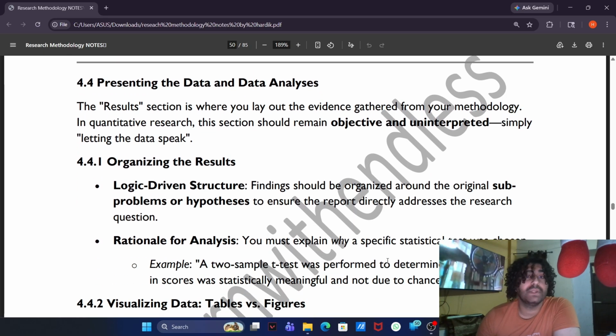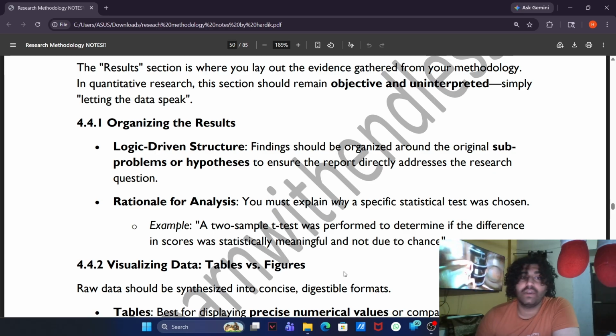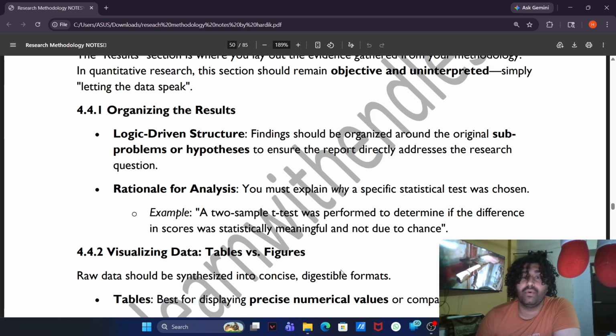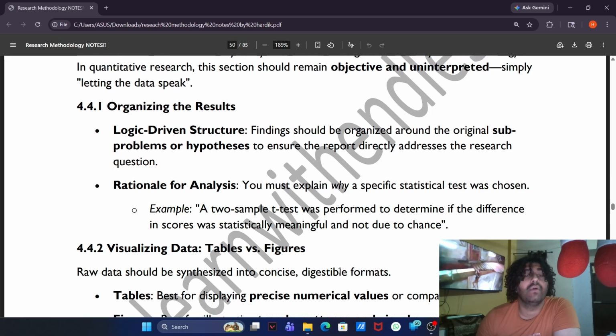Next topic, presenting the data and data analysis. The results section is where you lay out the evidence gathered from the methodology. In quantitative research, this section should remain objective and uninterpreted, simply letting the data speak. Organizing the results. Logic driven structure. Findings should be organized around the original subproblems or hypotheses to ensure the report directly addresses the research question.